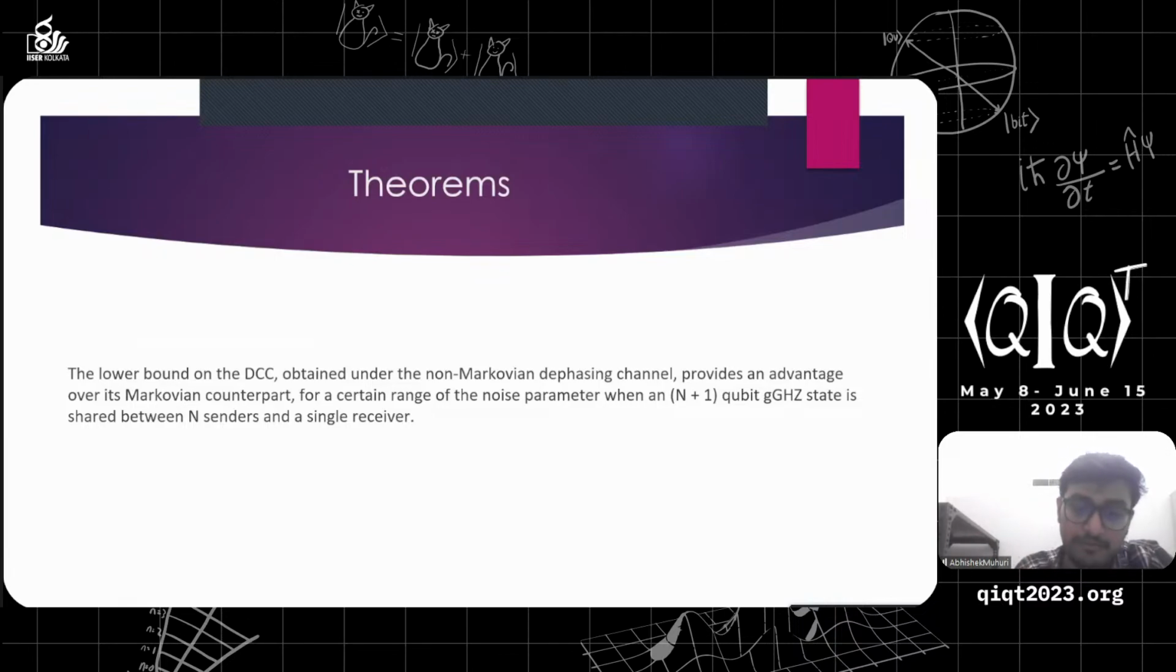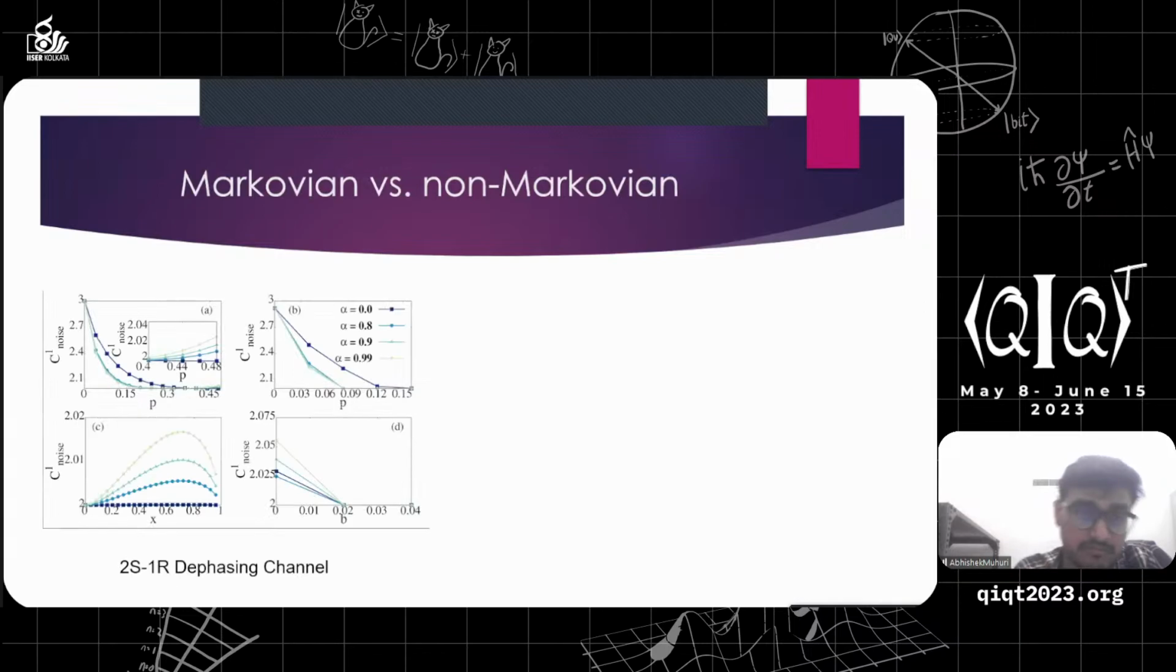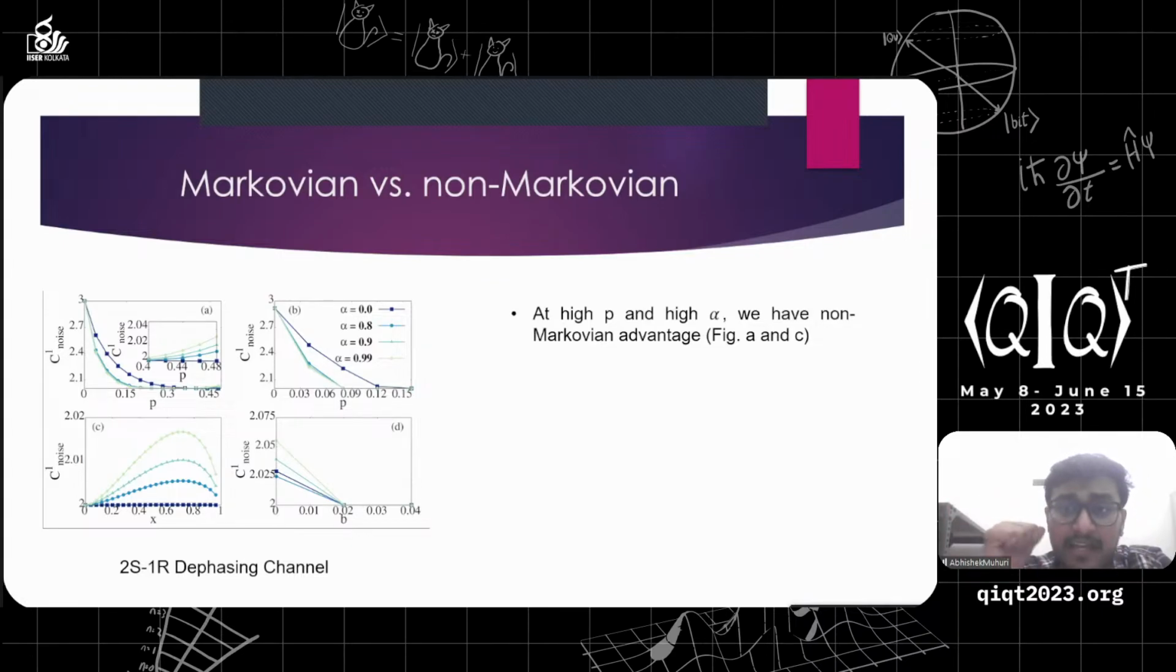It says that for a certain range of error probability P, we observed non-Markovian dephasing channel is more advantageous than its Markovian counterpart for n+1 qubit GGAG states. So this is our result. This is our plot. Figure A corresponds to the GAG state, and figure C corresponds to the GGAG state. We see that for high P, the high error probability and high non-Markovian region, we have non-Markovian advantage.